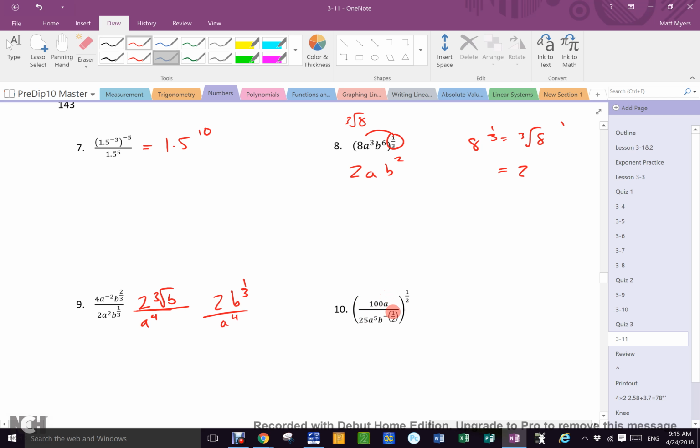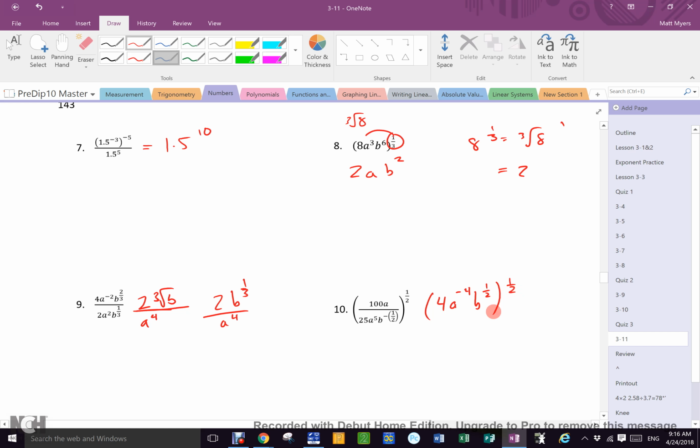This one, 2 choices. You can simplify inside or you can distribute in the 1/2. I like to simplify inside. Inside those brackets is 4, a to the negative 4, b to the 1/2. Why am I leaving it negative? Because there's more to come.